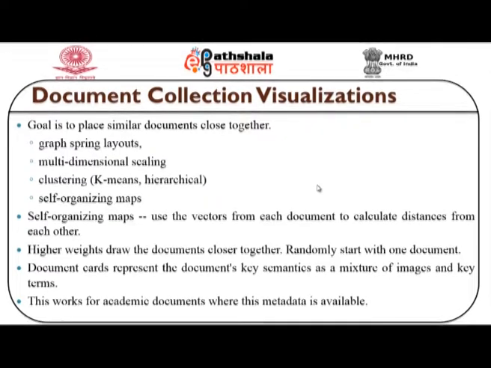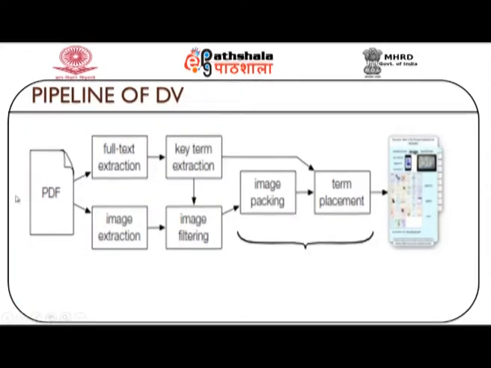Self-organizing maps use the vectors from each document to calculate the distance from each other. Higher weights try to draw the documents close to each other, and they start randomly; here in this case we try to randomly start with one single document. Document cards represent a document's semantics as a mixture of images and key terms. This works for academic documents where the metadata is also available.